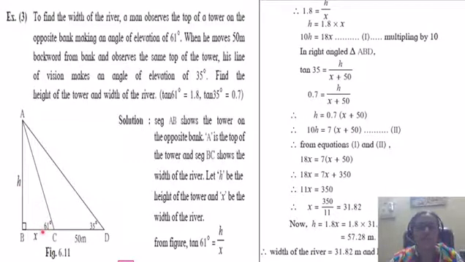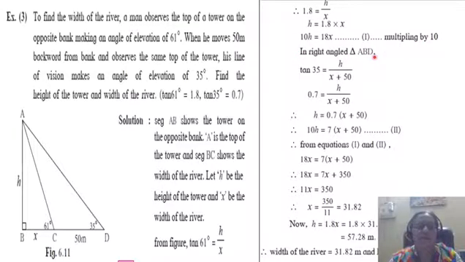So tan 61 degrees is h upon x. Tan ratio is opposite upon adjacent. Opposite is AB and adjacent is BC. So it is h upon x. Substitute the value of tan 61, it is given 1.8, is equal to h upon x. So h is equal to 1.8 into x. Simple cross multiplication. To remove the decimal, multiply by 10.